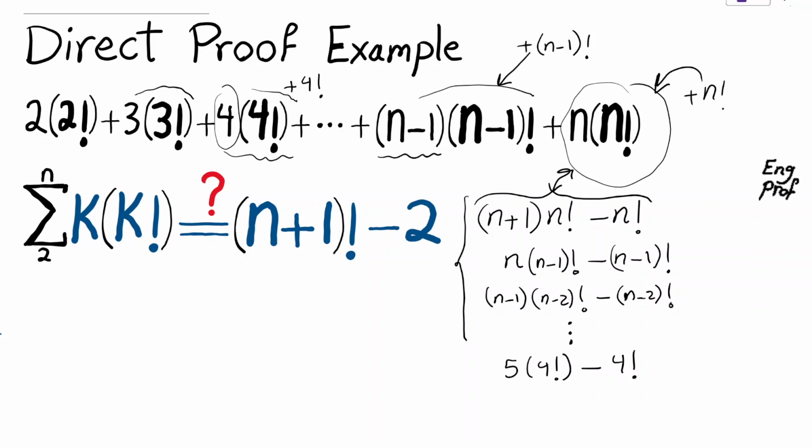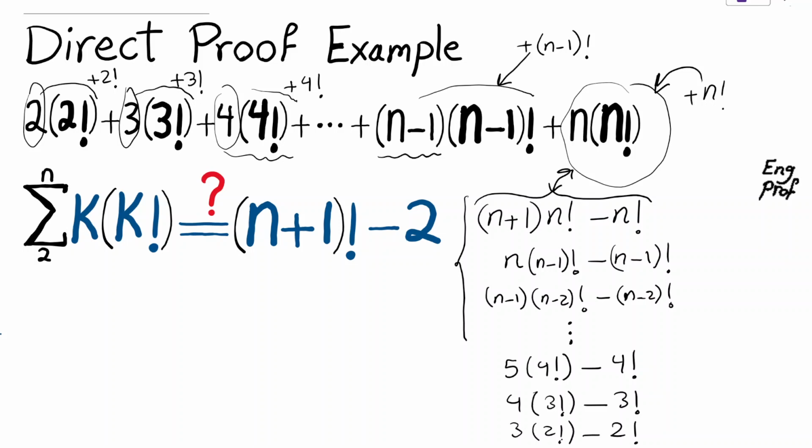Do the same thing for this one. Add the additional 3 factorial, but that increases this 3 by 1, so you get 4 times 3 factorial, but then you have to subtract that additional 3 factorial you added. And finally, do the same thing for this first component: add an additional 2 factorial, which increases this coefficient by 1, so 3 times 2 factorial, minus the 2 factorial that you added.